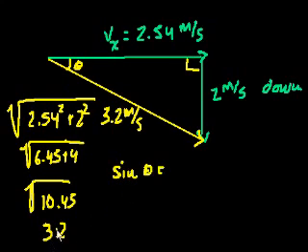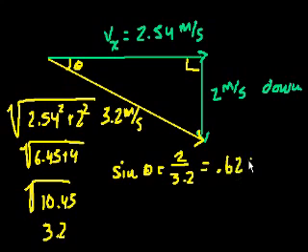is equal to what? Sine is opposite over hypotenuse. So the opposite side is the y direction, so that's 2 over the hypotenuse, 3.2. So 2 divided by 3.2 is equal to 0.625.